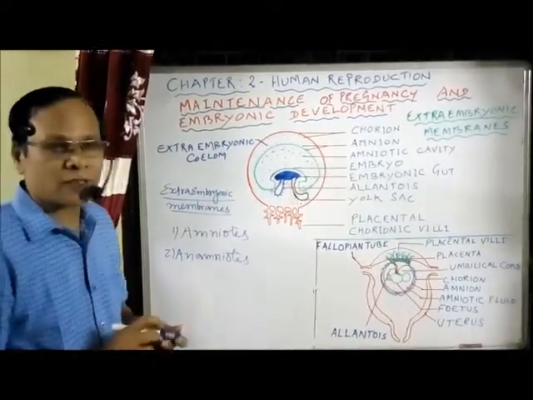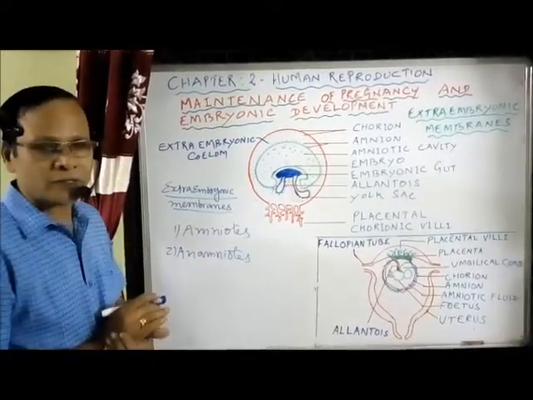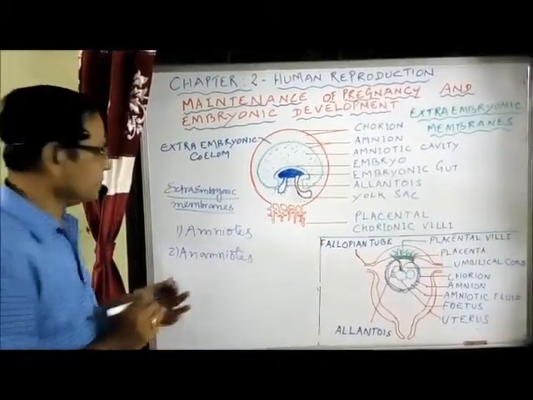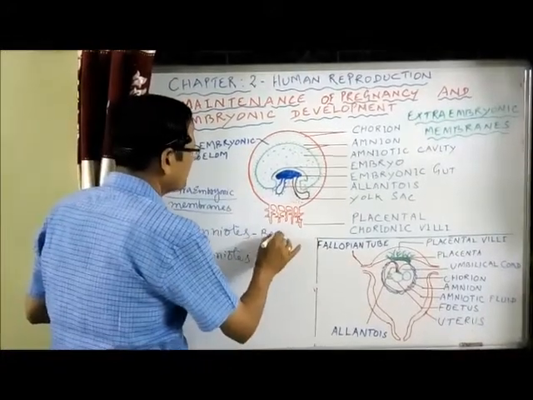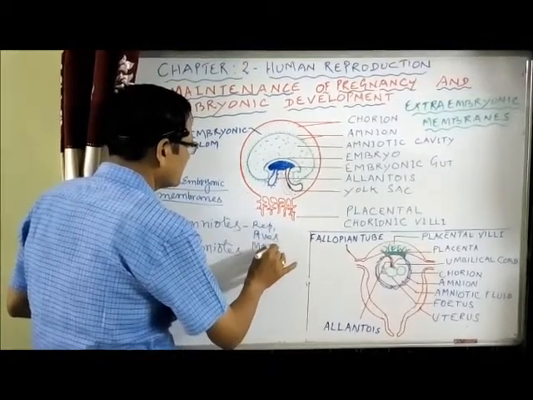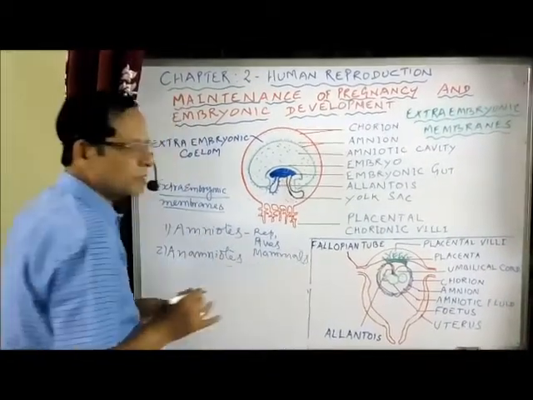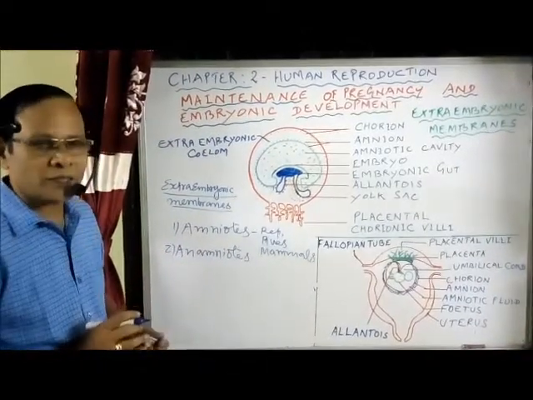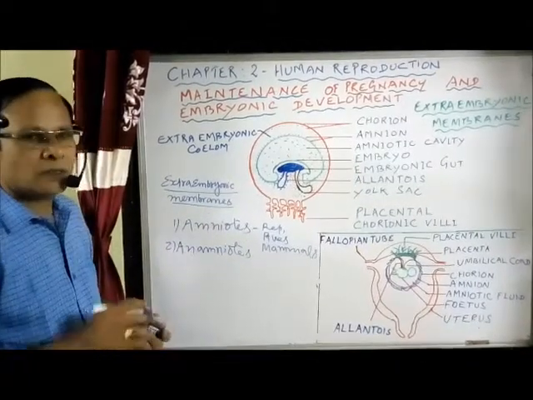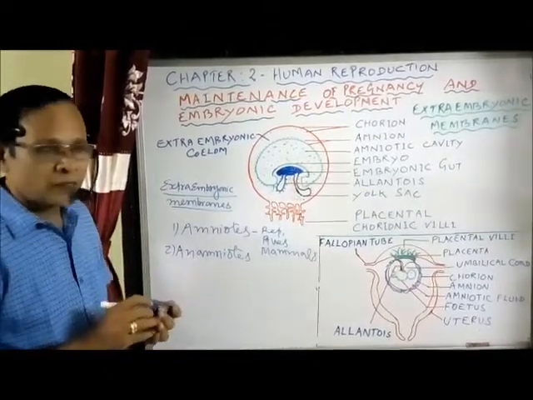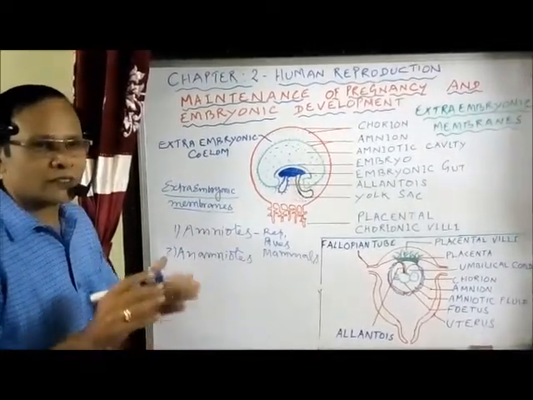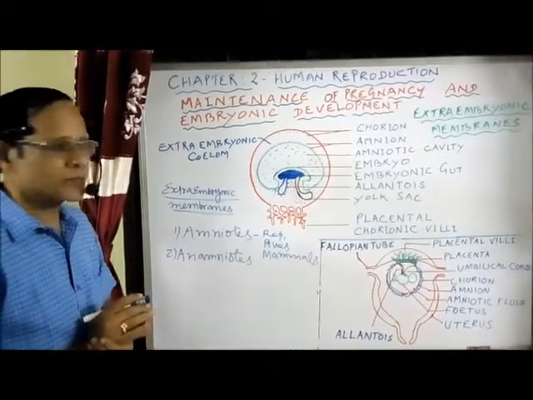Based on the presence or absence of the extra-embryonic membranes, vertebrates are classified into amniotes and anamniotes. For example, the classes reptiles, aves and mammals come under the amniotes. The meaning is that they have extra-embryonic membranes, one membrane called amnion. Given importance to the amnion, the animals are called amniotes, with extra-embryonic membranes: reptiles, aves and mammals.